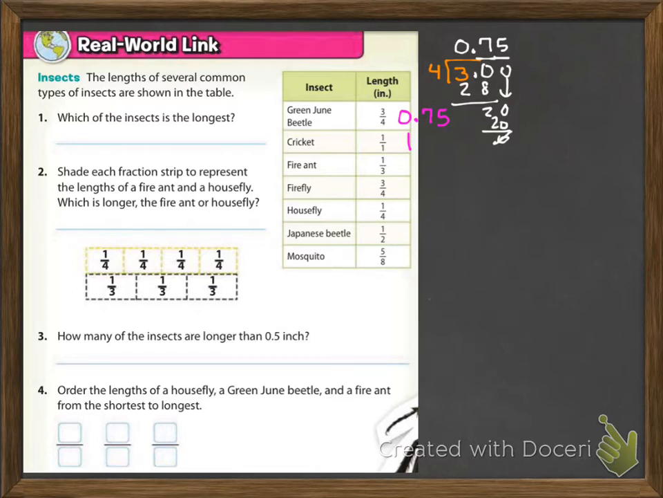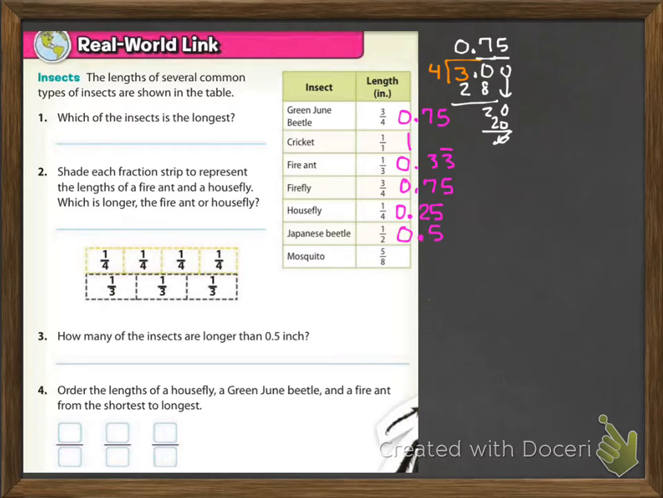The fire ant is 1/3. Remember, this should be one that you just have memorized. That 1/3 is going to be the equivalent of 0.33333 going on and on, so you can put a bar over that. Then 3/4 again is 0.75, so we're just going to put that off to the right. 1/4 is 0.25. Hopefully you know that off the top of your head. If you don't, you can do the division. 1/2 is 0.5 or 0.50, either would be fine.